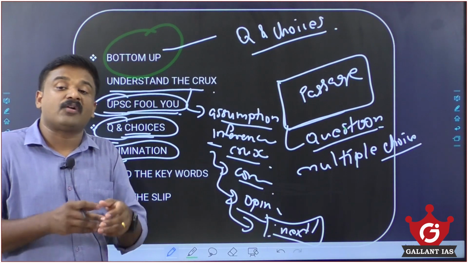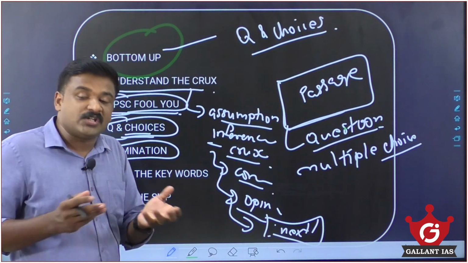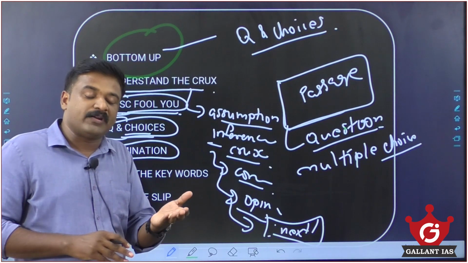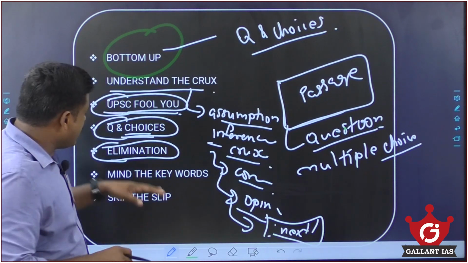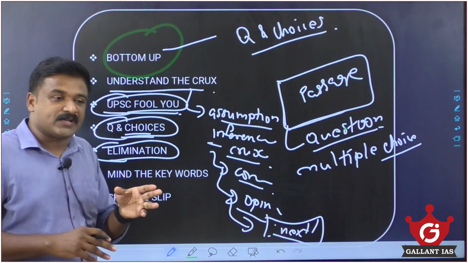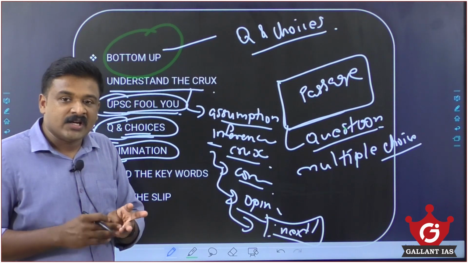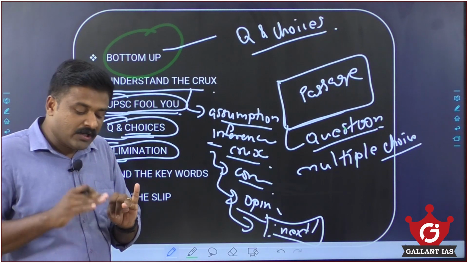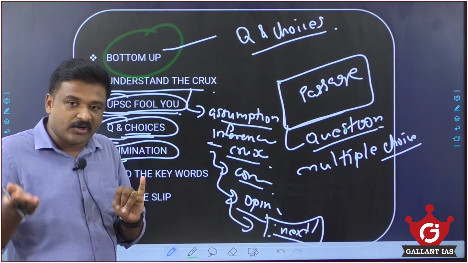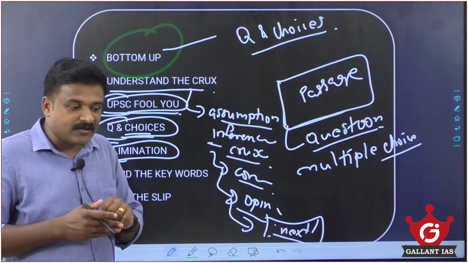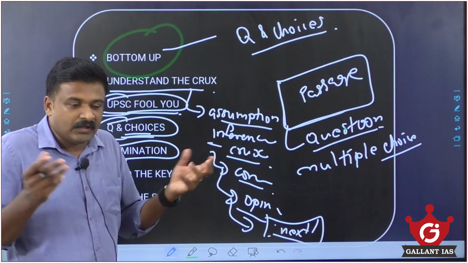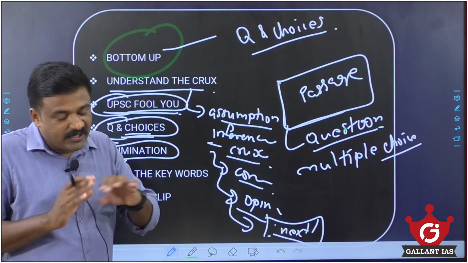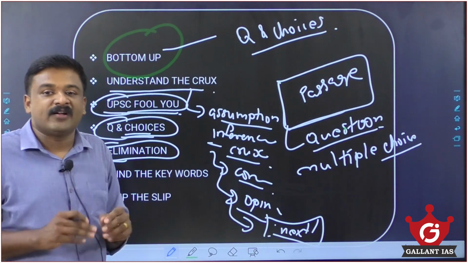So elimination has various criteria that I already discussed in many other videos. Here also, you have to eliminate the choices. Sometimes the choices are contradictory, sometimes too extreme, sometimes too absurd, sometimes out of context, sometimes too generic or too specific. On various occasions we eliminate this type of choices.